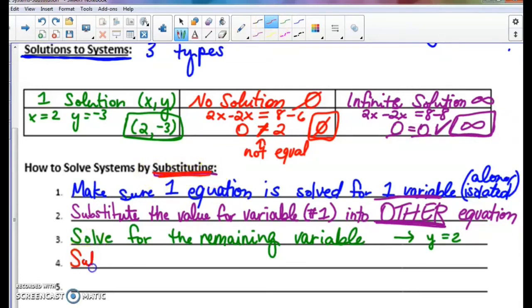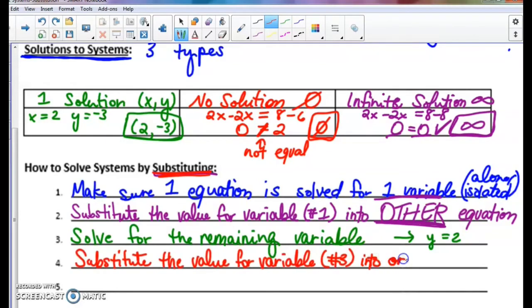So substitute, or remember that just means to replace the value for a variable. And remember, that's the value at step 3 into the original equation.